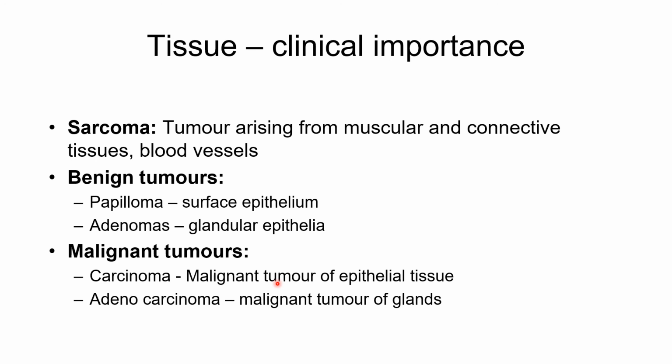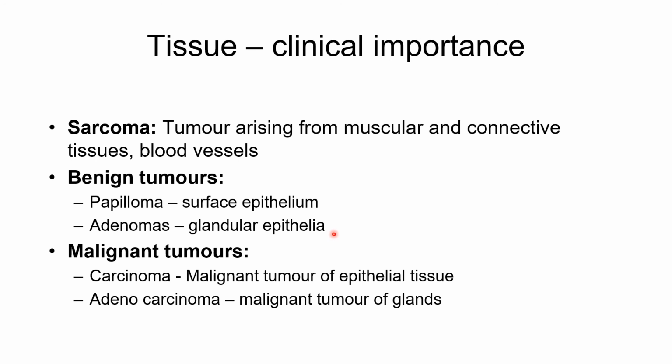So, if the tumors are arising from the epithelium, if they are benign, they are called papillomas. If they are malignant, they are called carcinomas. And the tumors from glandular epithelia, if they are benign, they are called adenomas. And if they are malignant, they are called adenocarcinomas.